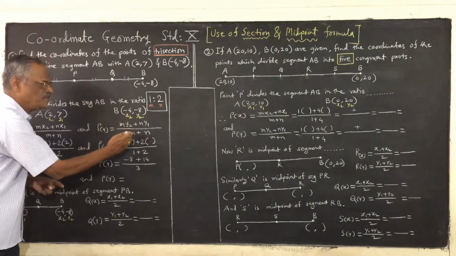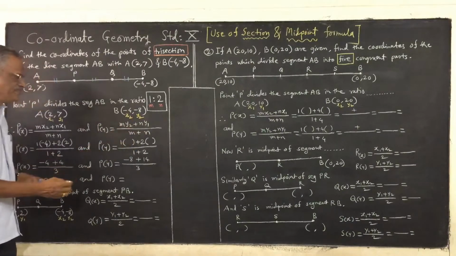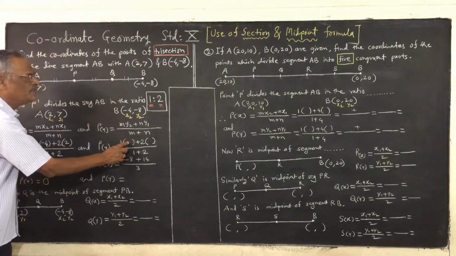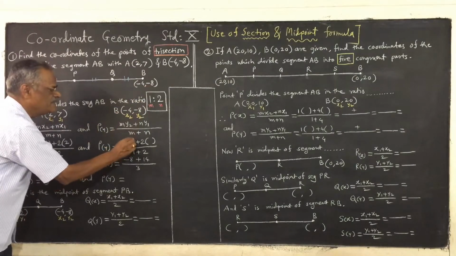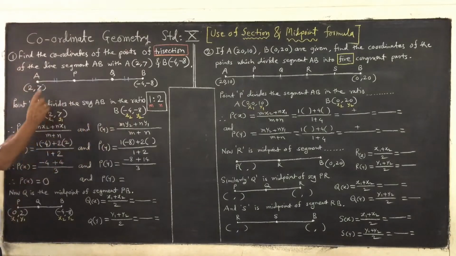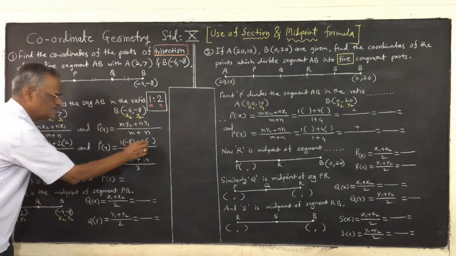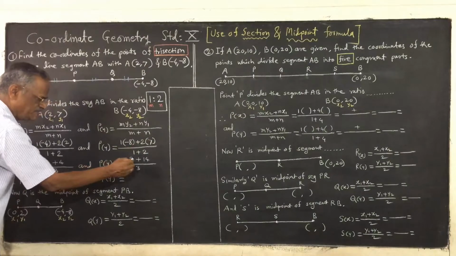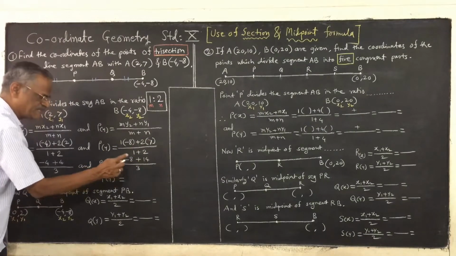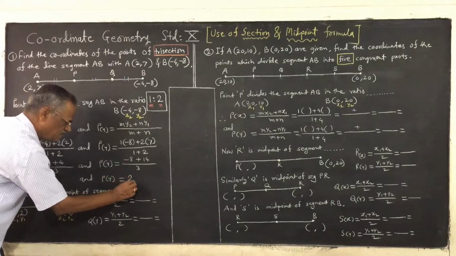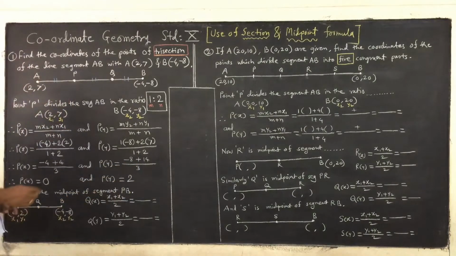Formula my2 plus ny1 upon m plus n. So 1 into, what is that value of y2? It is y2 minus 8. 2 into y1. y1 is 7. Substitute properly. So you can see that the difference 14 positive, 8 negative, 6. 6 upon 3, it is 2 there. So you are finding the coordinates of P. Coordinates of P are 0, 2.